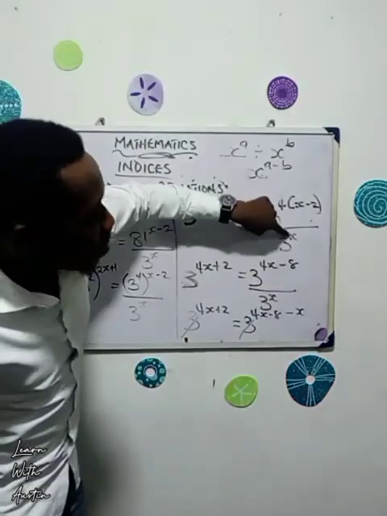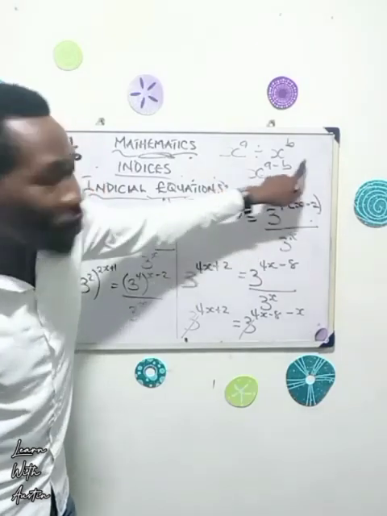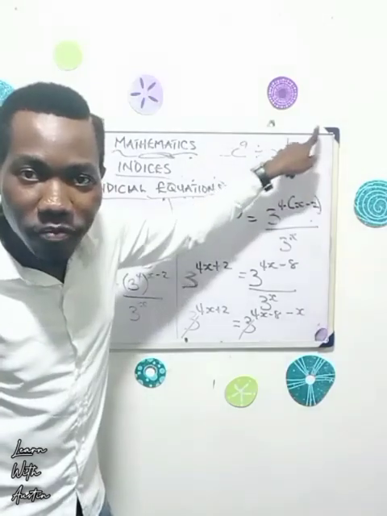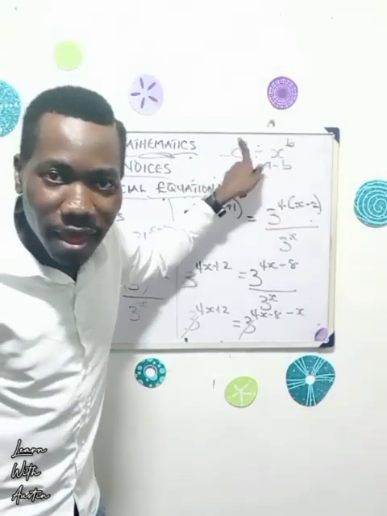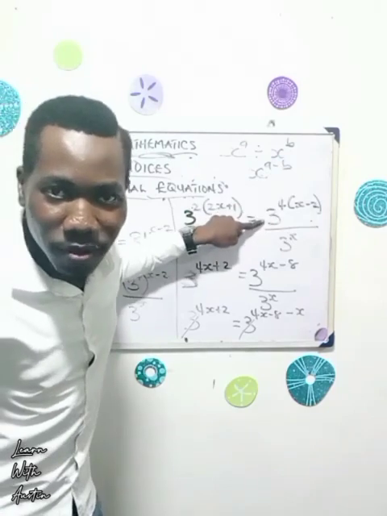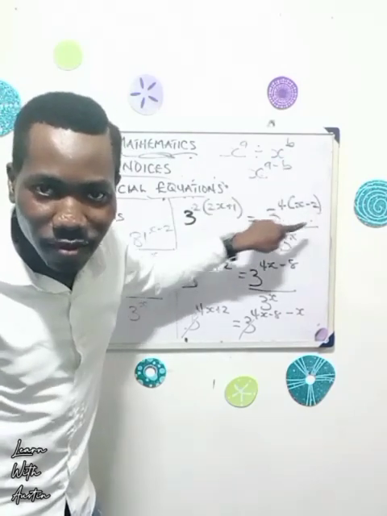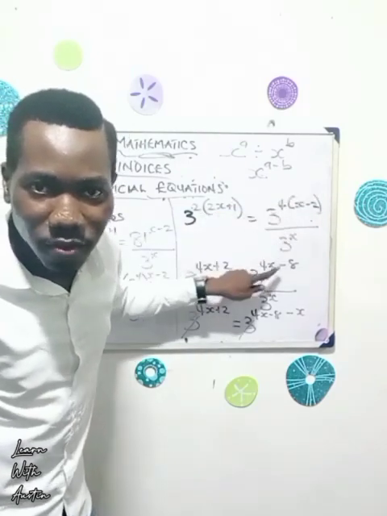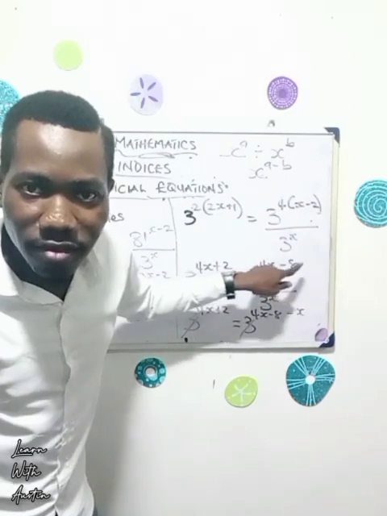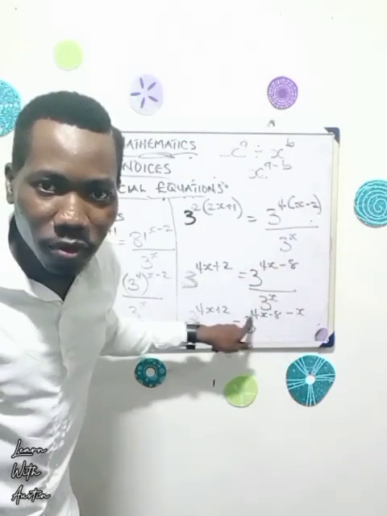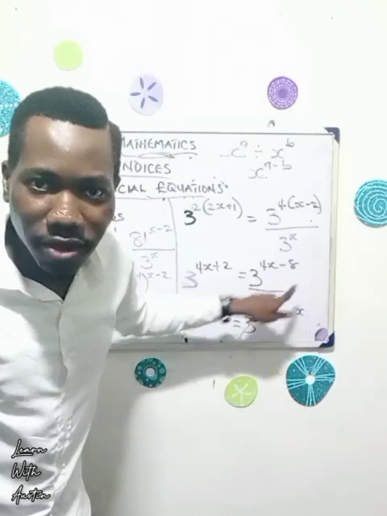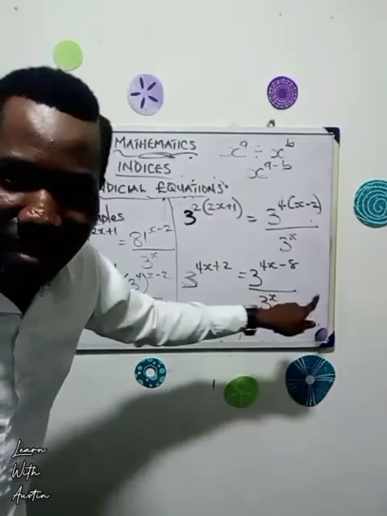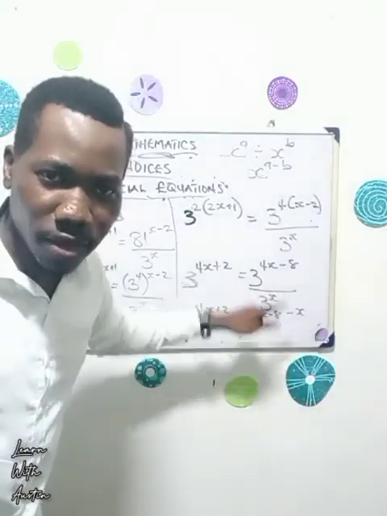Minus x, that's this x here. We apply the rule that says x raised to the power of a divided by x raised to the power of b will give you x raised to the power of a minus b. So that's what we did here. 3 raised to the power of this divided by 3 raised to the power of this. Because they are the same base, we say this power minus this power. That's what happened here: 4x minus 8 minus x. Larry, I hope you get it now. So that's 4x minus 8 minus this x here, because they are both of the same base, and division is what we have here. Okay, good.